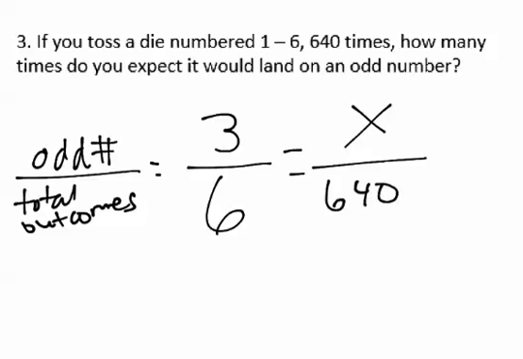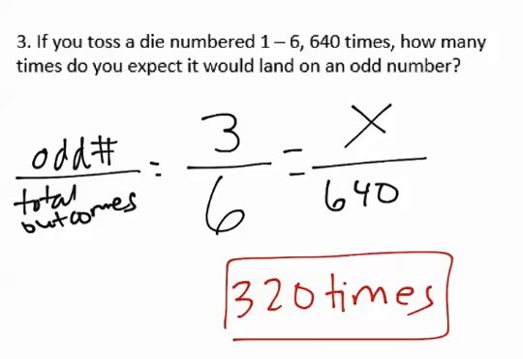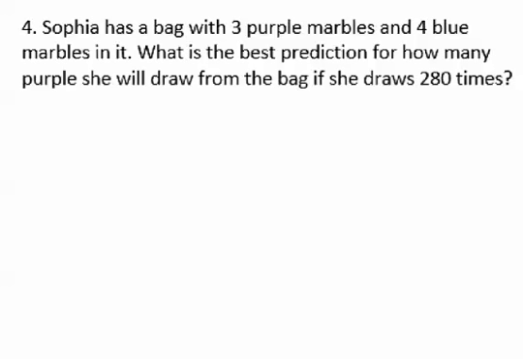I want you to go ahead and cross multiply again. Please pause the video. So you should get 320 times it's going to land on an odd number. All right, number 4. Sophia has a bag with 3 purple marbles and 4 blue marbles in it. What is the best prediction for how many purple she will draw from the bag if she draws 280 times?